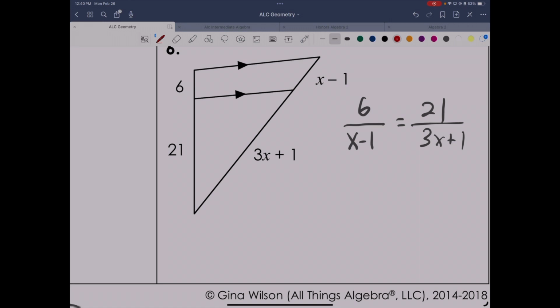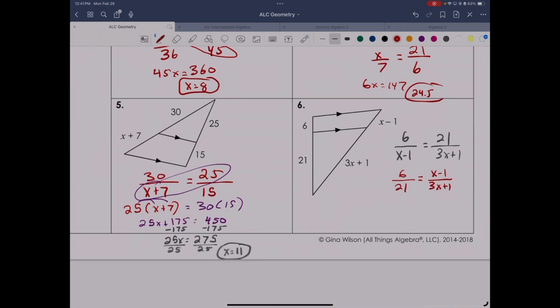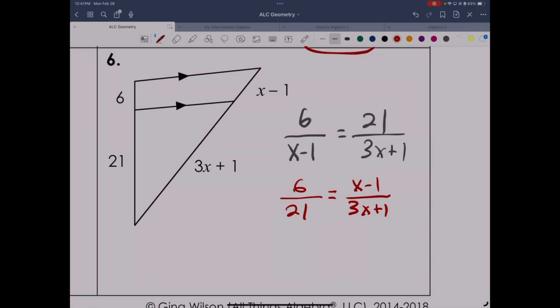Did anybody put 6 over 21? Okay. If I put 6 over 21, it's going to be x minus 1 over 3x plus 1. Look at the cross product. So the cross product's the same. 6 times 3x plus 1, that looks the same to me. This is 6, so that works.